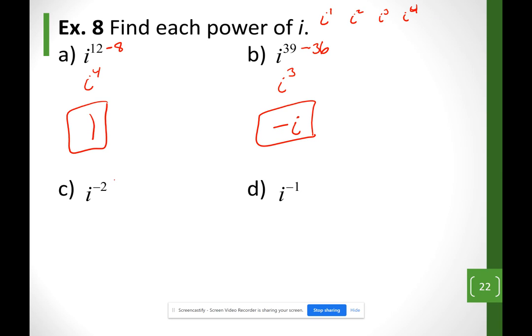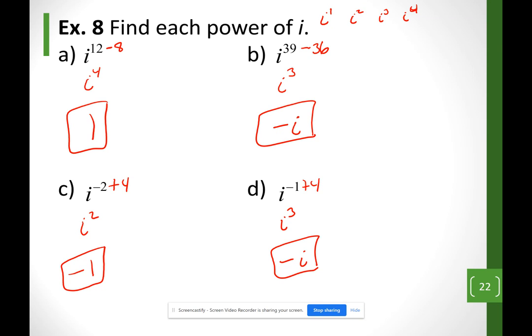Now for example C, let me add a 4. Remember I said add or subtract multiples of 4. That gives me i to the 2nd, so this is negative 1. Here, let me add a 4. That gives me i to the 3, which is just known as negative i.